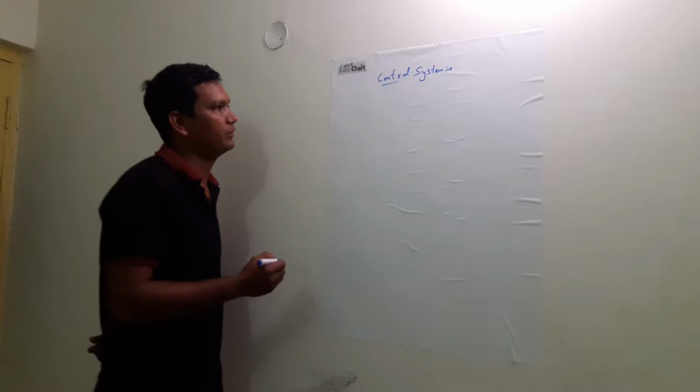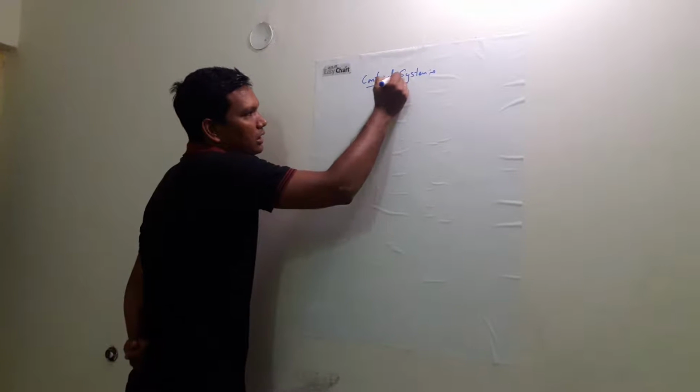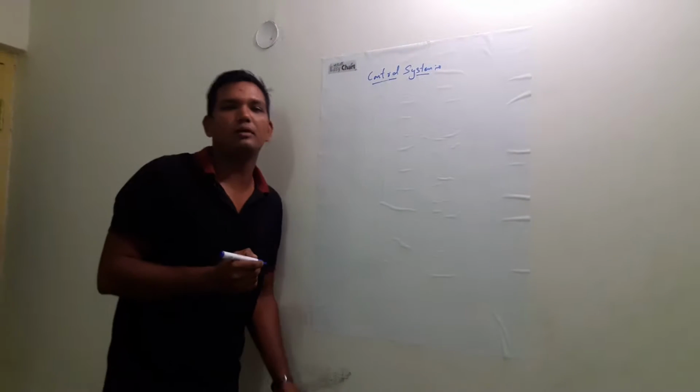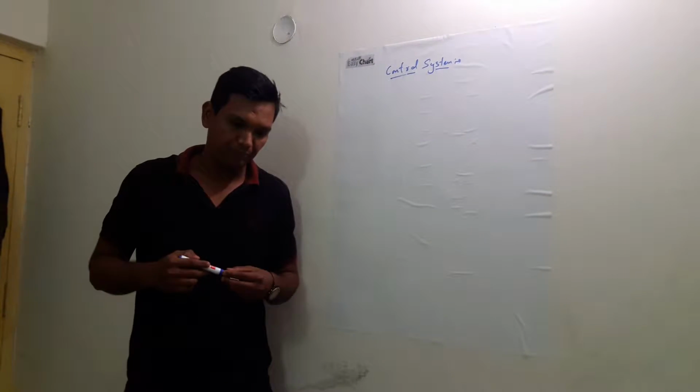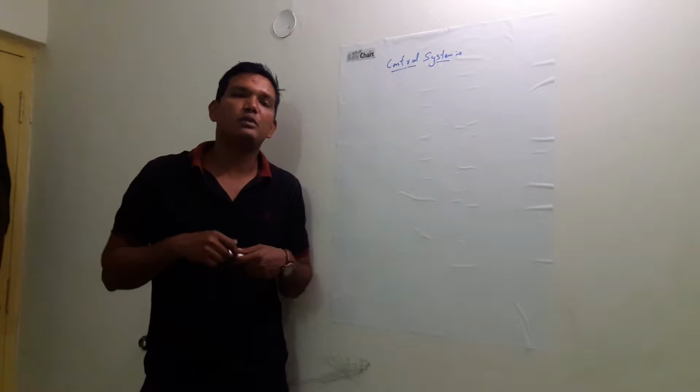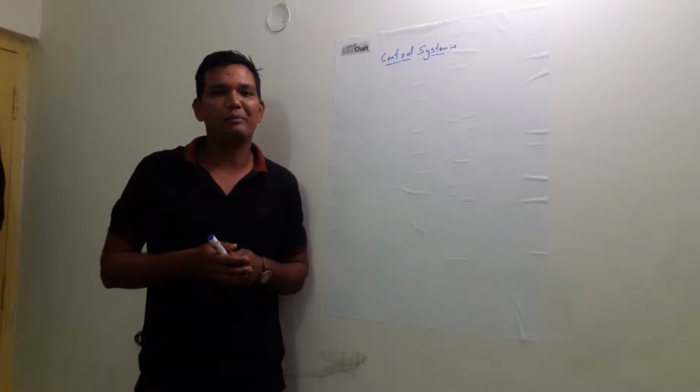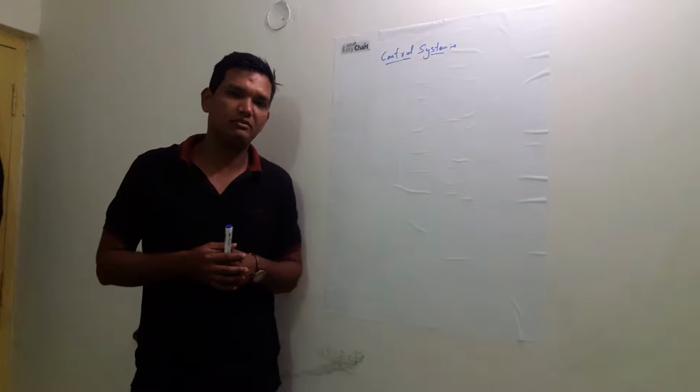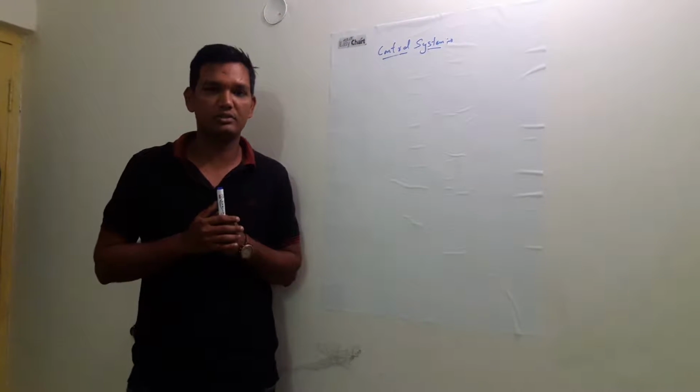Let's get started. Now, in control system, the first thing that should come is: what do you mean by a control system? In control system we'll be studying many things called negative feedback and positive feedback, but before we proceed, we should know what a control system is.